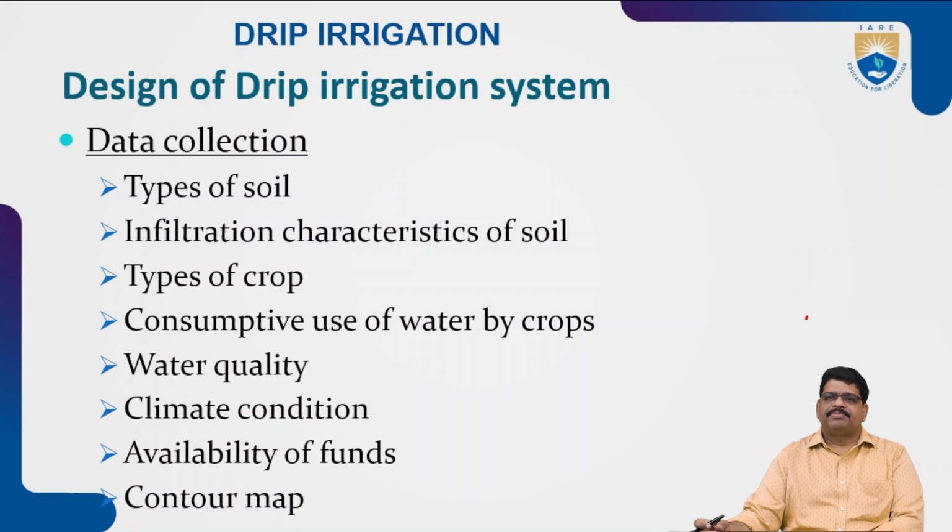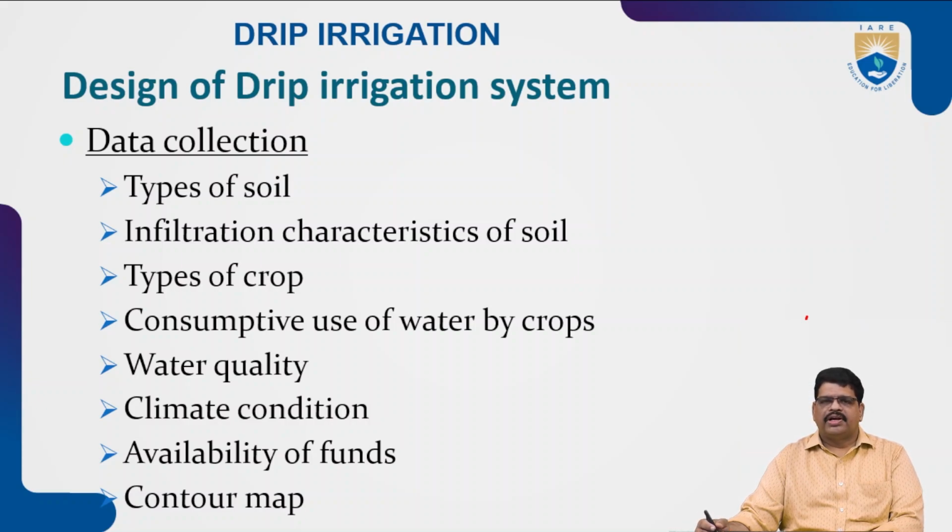So how much water is consumed by the crops will also be the main criteria for the irrigation system. Next, water quality. What is water quality? Water quality is nothing but the salt content of the soil and water, and non-salt potable water.